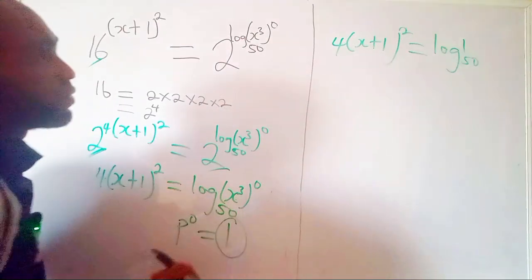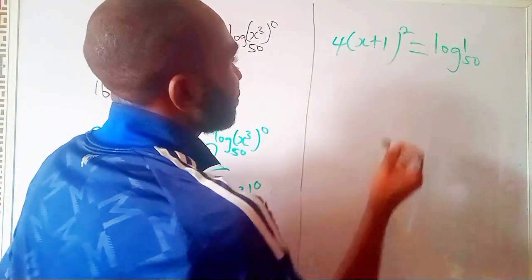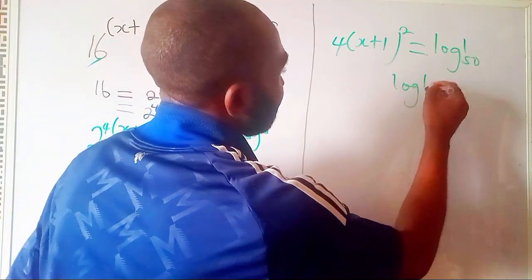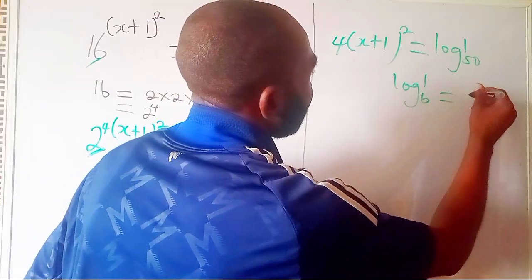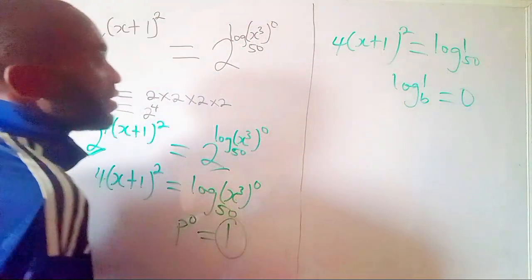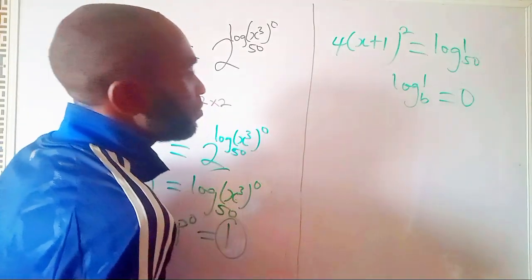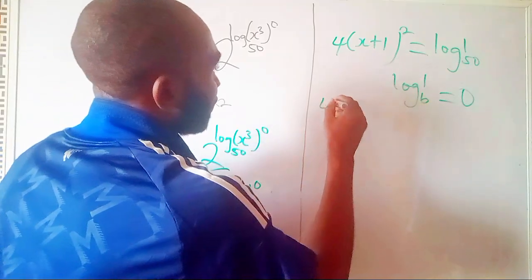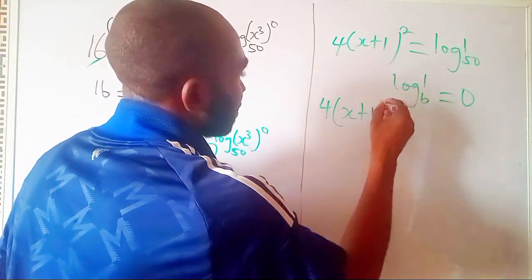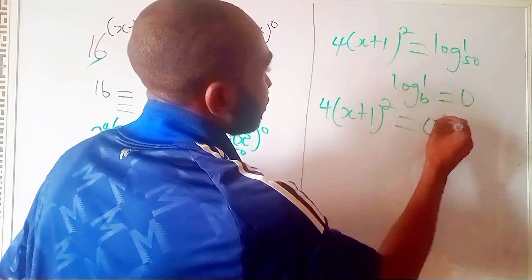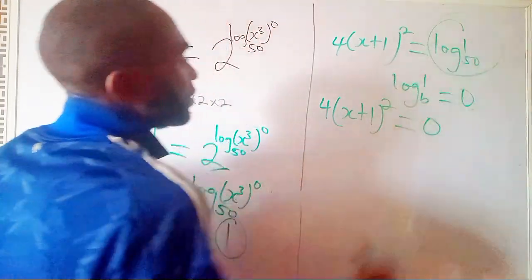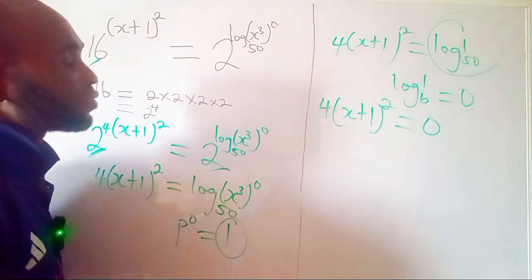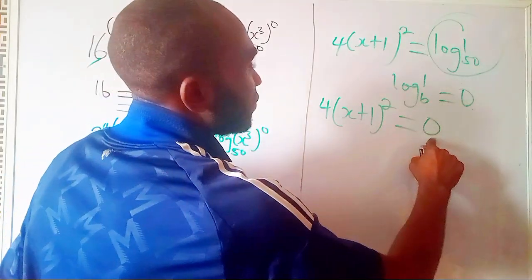But still remember that in the laws of log, log of 1 base b is the same thing as 0. Conclusively, when you have log of 1 to any base, the result is always 0. So with that, we now have 4 bracket open x plus 1, all squared, is equal to 0, because log 1 base 50 is 0. Log of 1 to any base is 0.